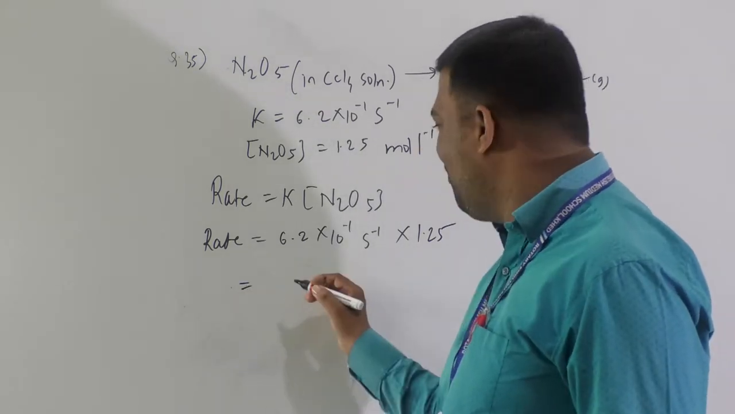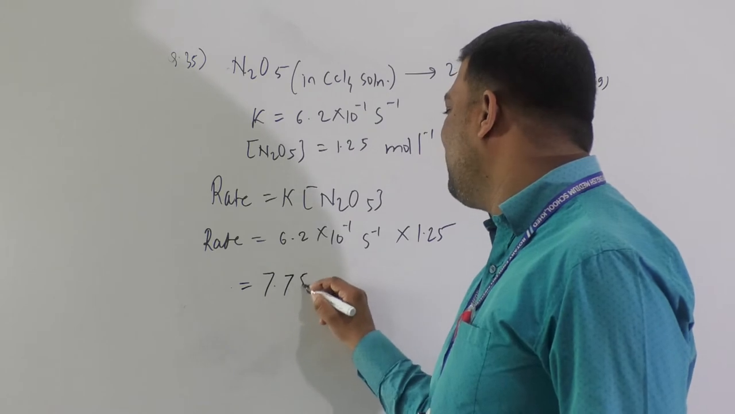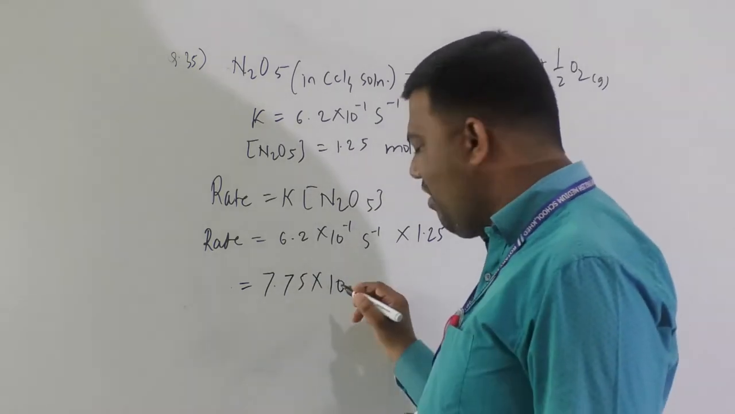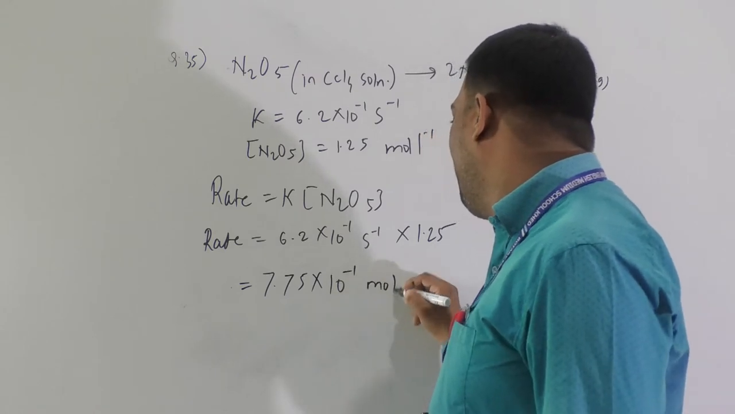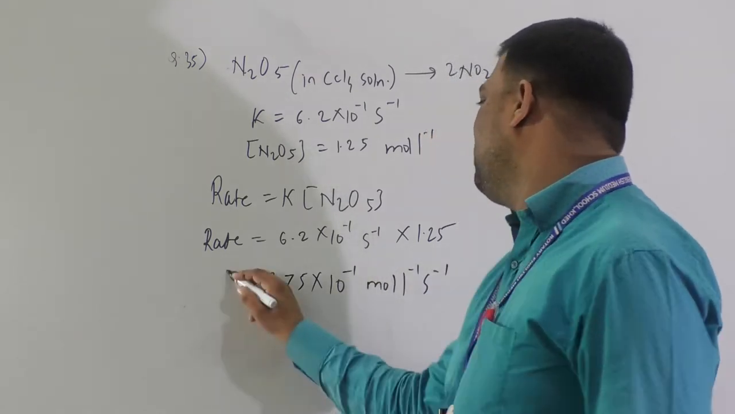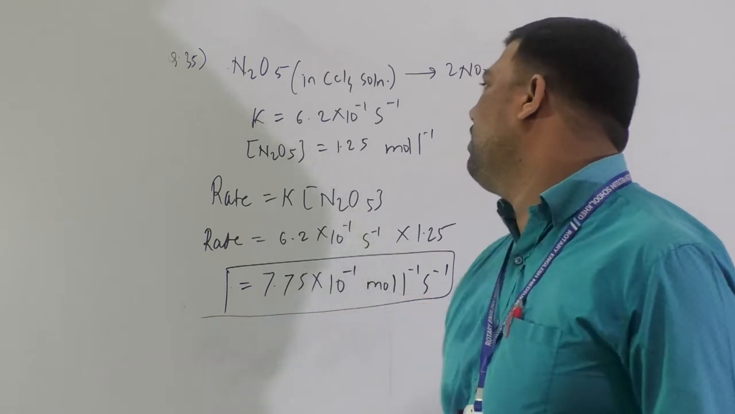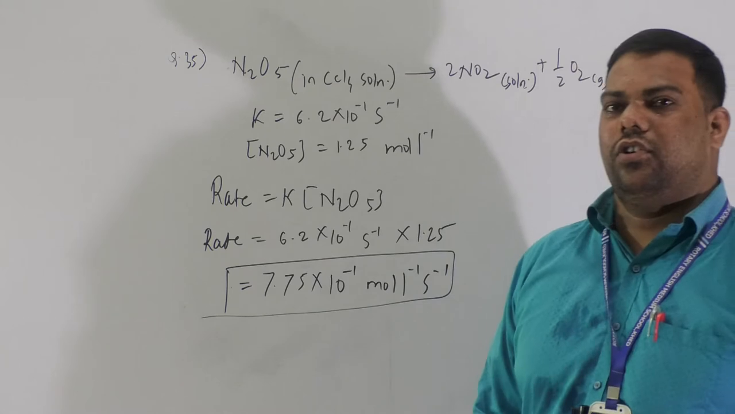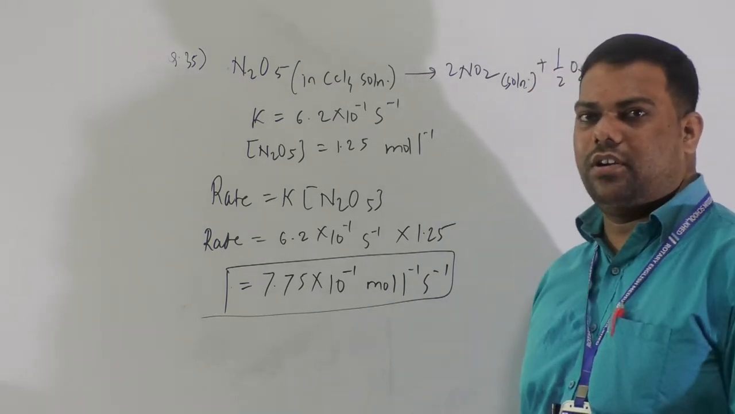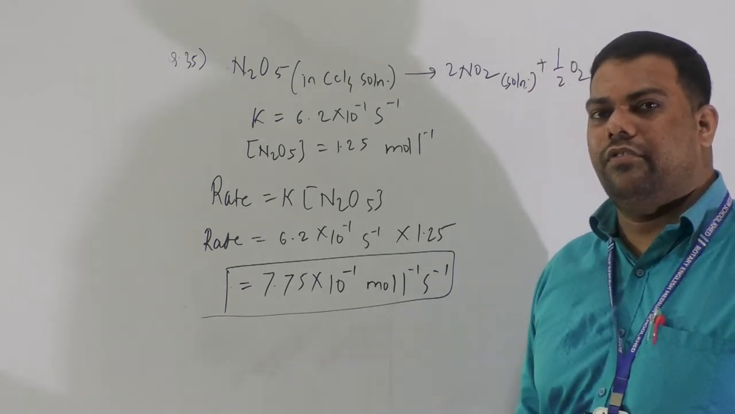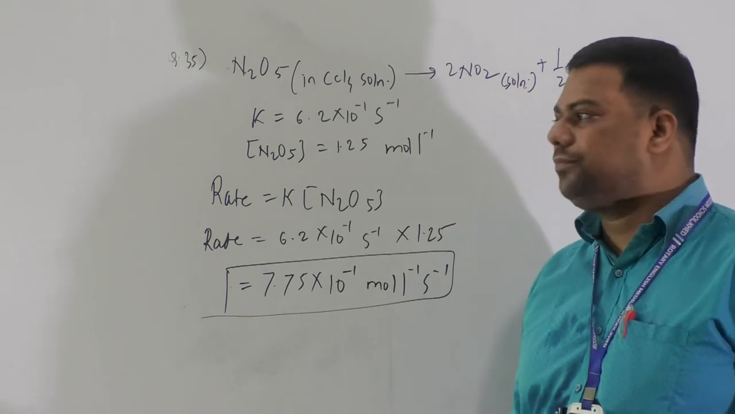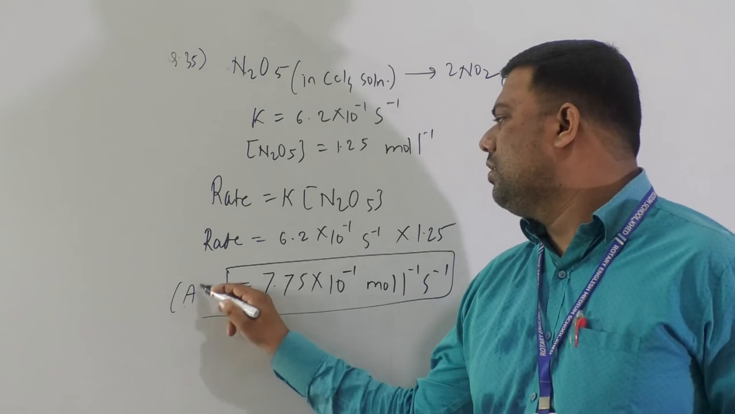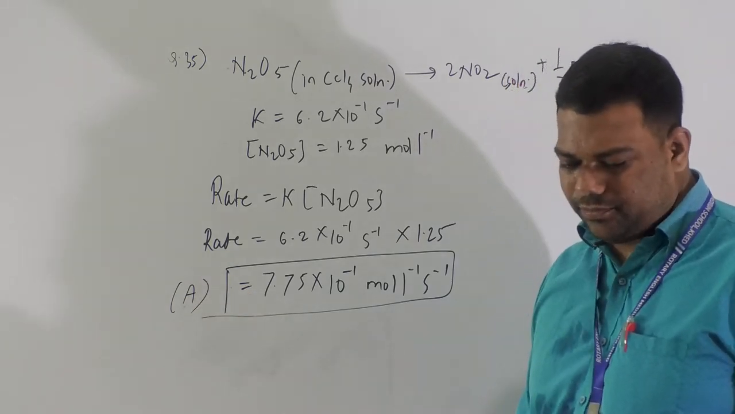After solving you will easily get your answer, 7.75 into 10 raised to minus 1 mole liter inverse second inverse. This unit is also very important. In a theory, subjective exam, your unit is very important, otherwise half a mark will be deducted. So your option is small a.